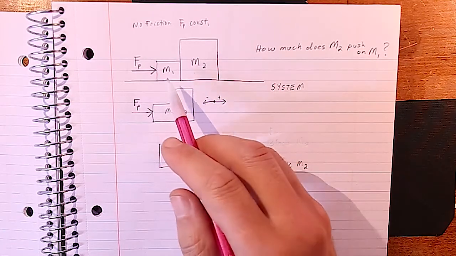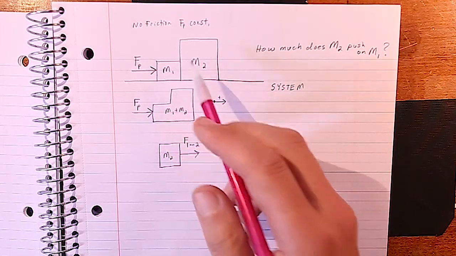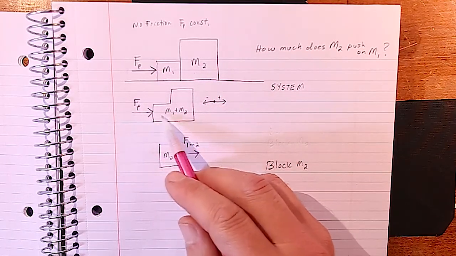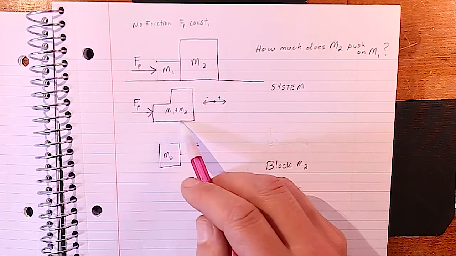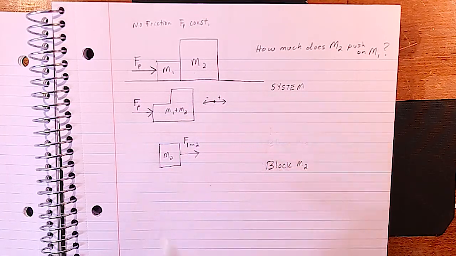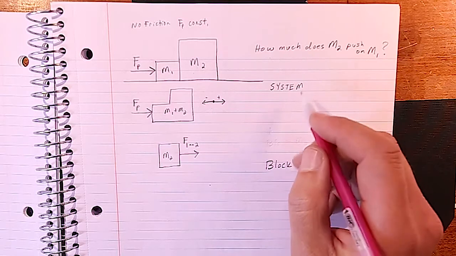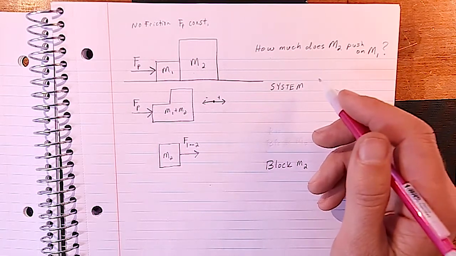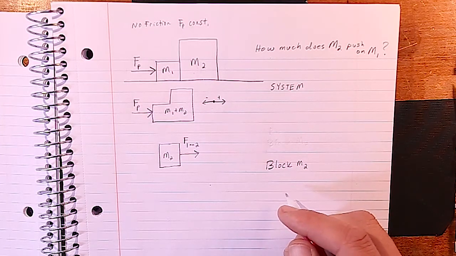But what we can do is treat block M1 and M2 as if it's one block. So really what we're doing is we're saying force of push on the combination of M1 plus M2. I'll call to the right positive and to the left negative. The question is, how much does mass 2 push on mass 1? So to be able to do this, we're going to start by solving for the acceleration.